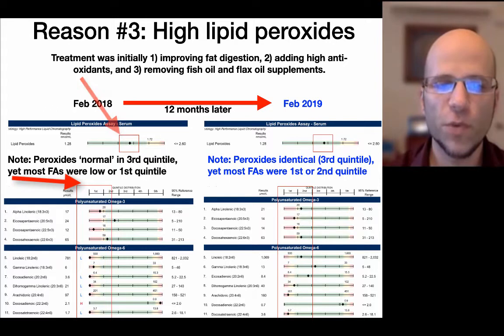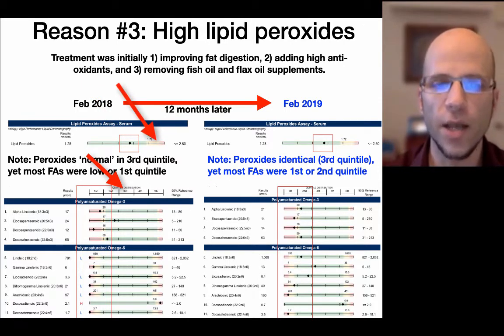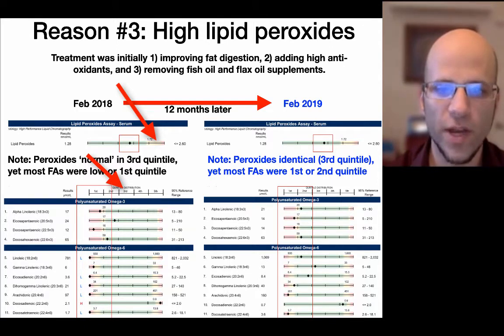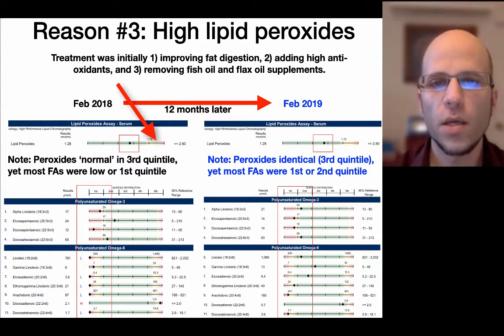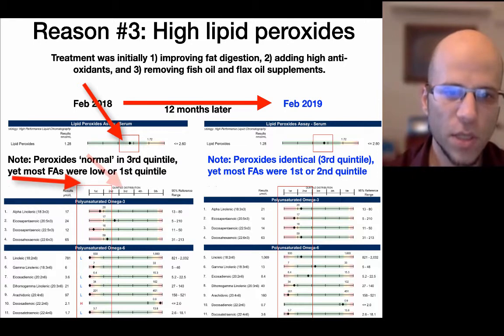if we were to correct these fatty acids so they'd shift over to the third quintile, statistically the lipid peroxides would shift over 2 quintiles into high. So he actually has high fatty acid oxidation. He has high free radical damage to his fats relative to his total fats. That's why I focused on adding high antioxidants at first, to try to keep this in check while we bring this up into normalcy.